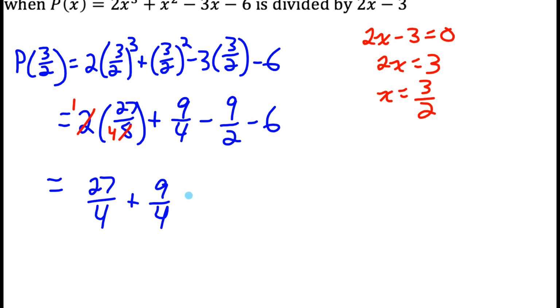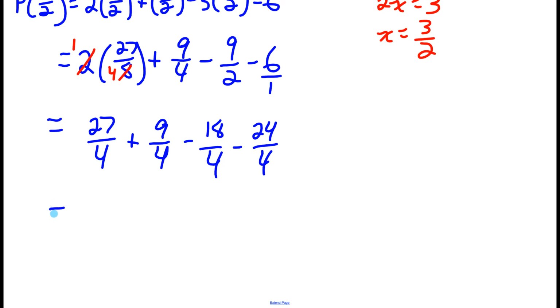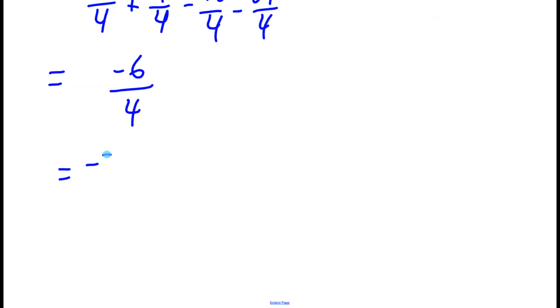I can rewrite 9 over 2 with a denominator of 4 by multiplying top and bottom by 2, so minus 18 over 4. And rewrite 6 with a denominator of 4 by multiplying top and bottom by 4 and get minus 24 over 4. Now they all have the same denominator of 4, so I keep the denominator and add and subtract the numerators. So 27 plus 9 is 36, minus 18 is 18, minus 24 is negative 6. So I get negative 6 over 4, which of course I should reduce to negative 3 over 2. So that would be the remainder if I were to actually do the division.